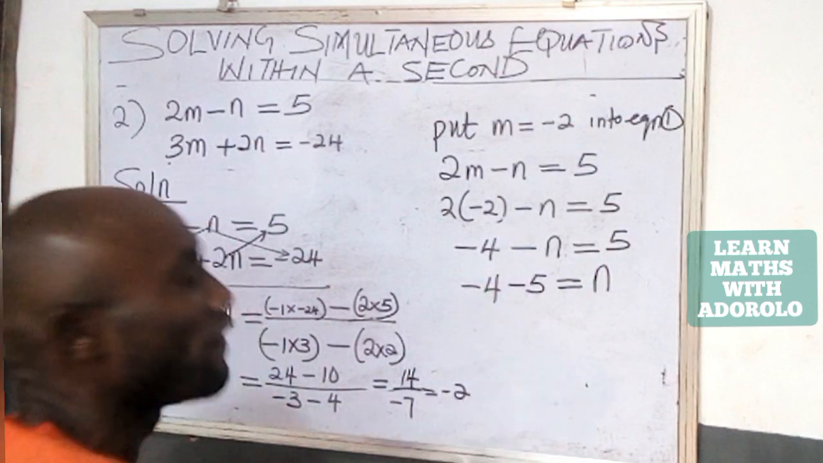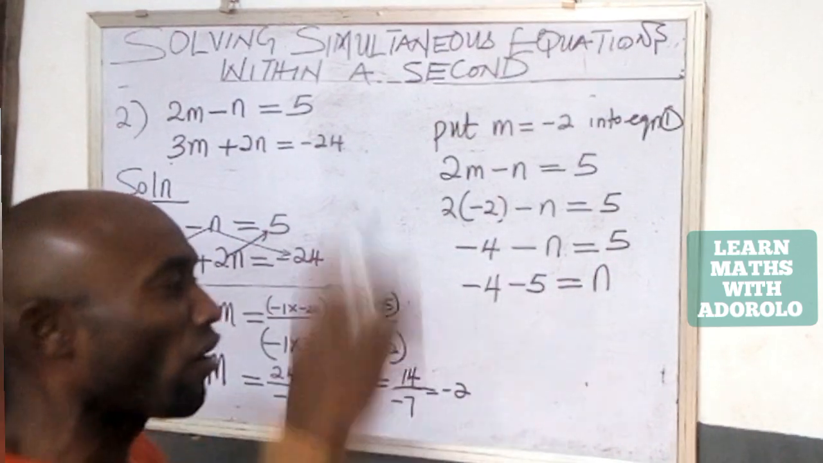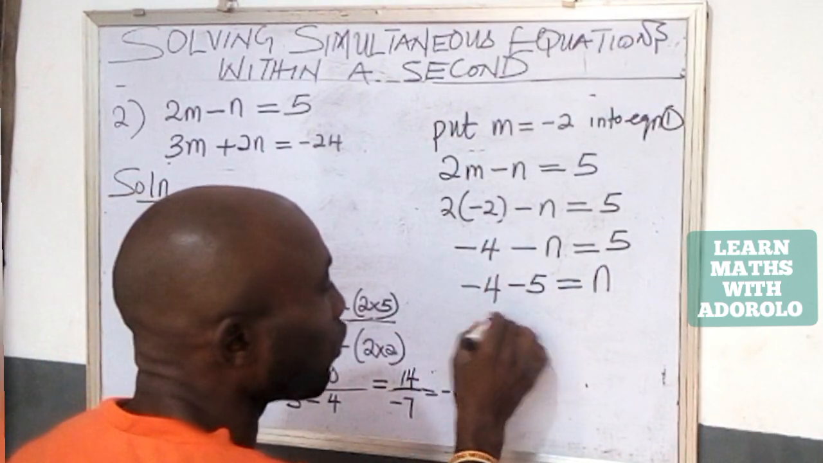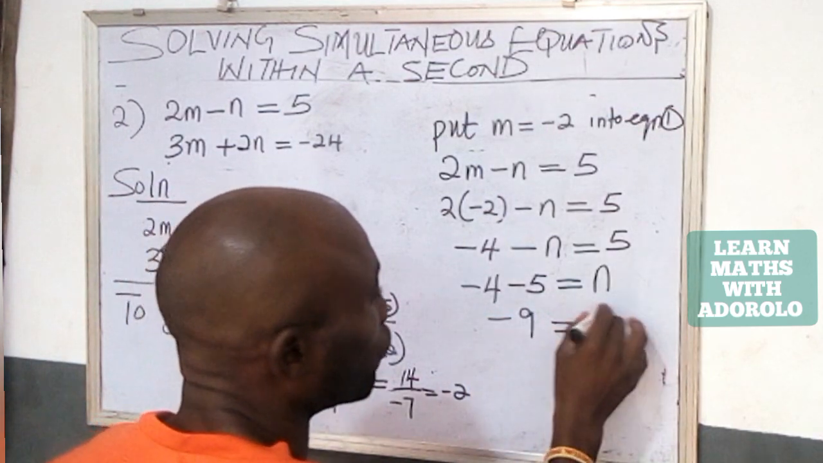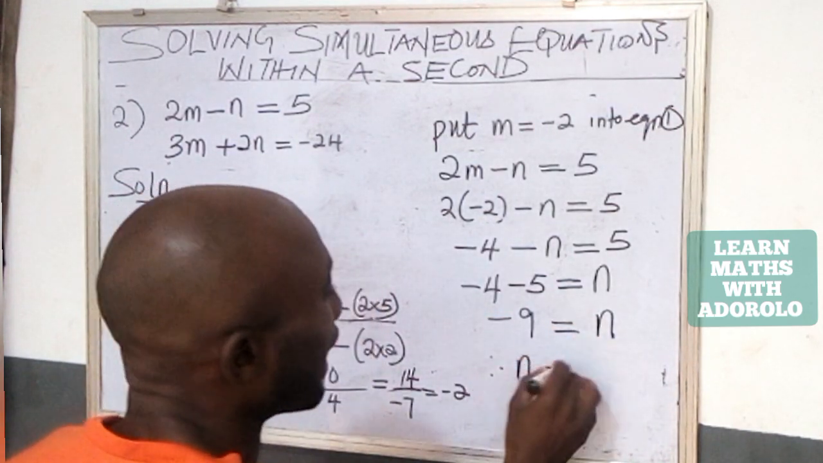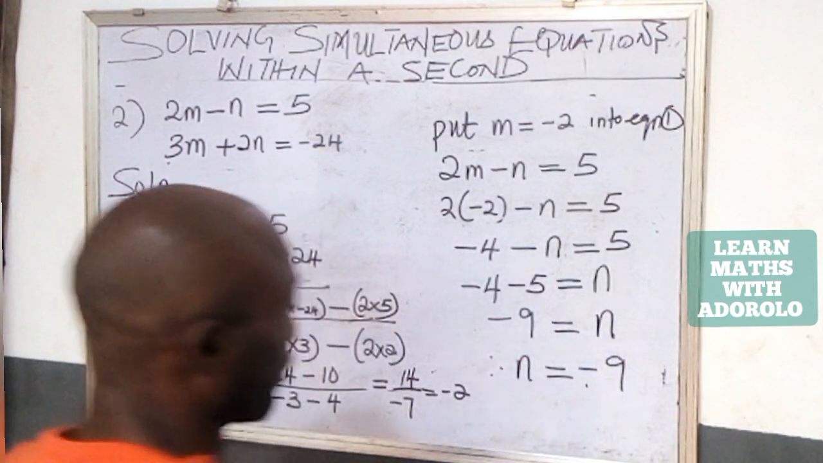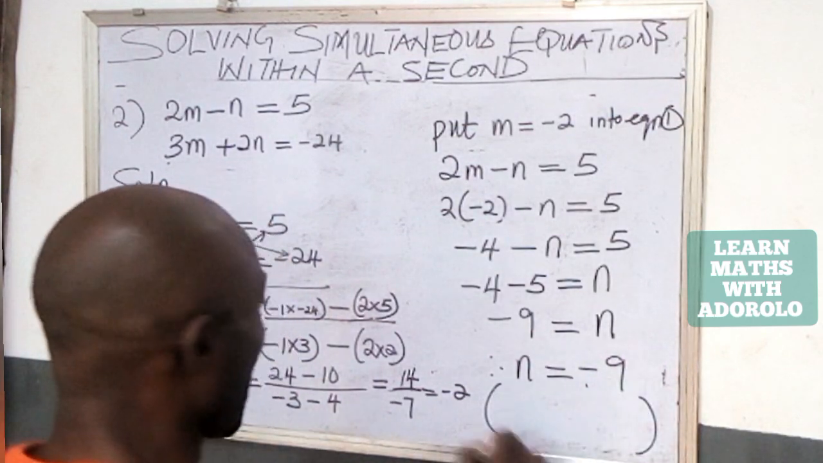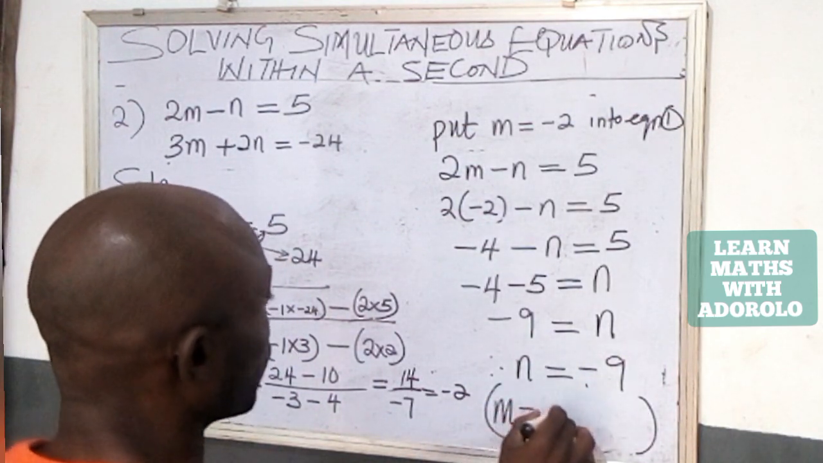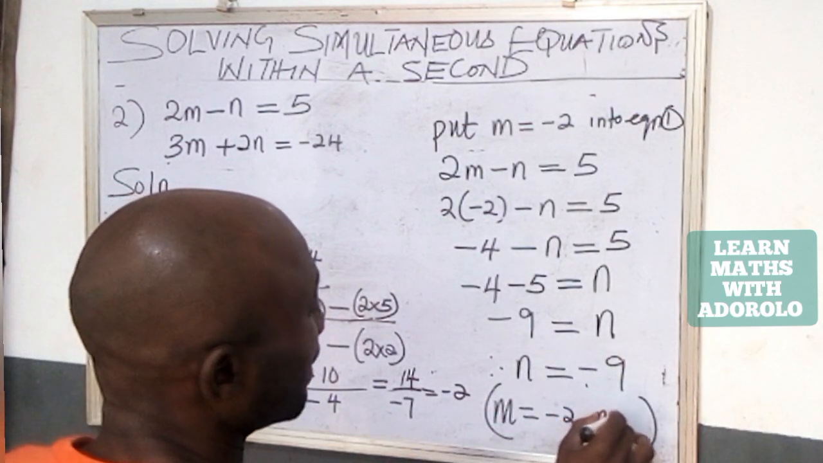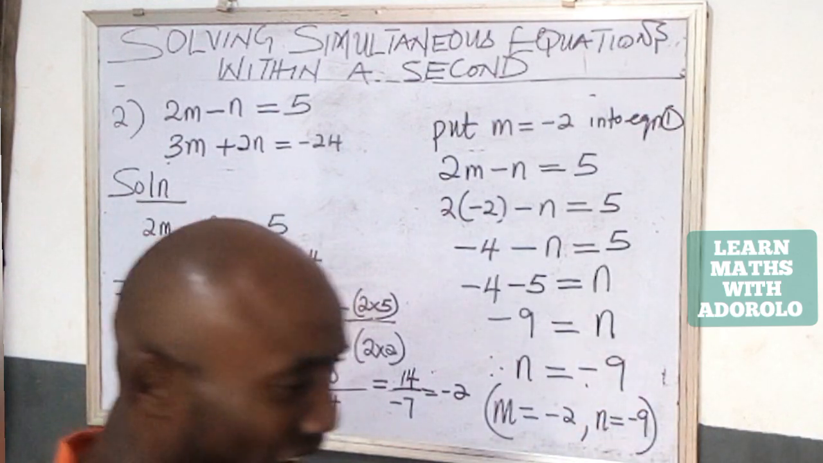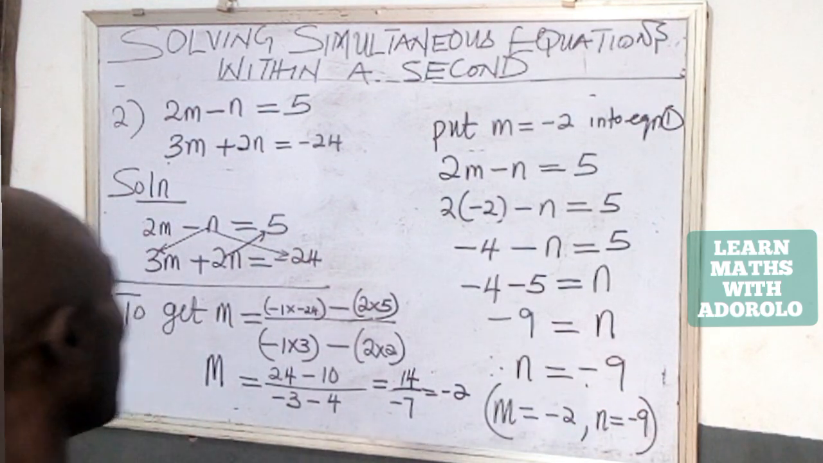Minus 4 minus 5. It means you are owing somebody 4 naira, you are owing another person 5 naira, which is what? Minus 9 is equal to n. Therefore, our n is equal to what? Minus what? 9. So finally, your answer, our m is equal to minus 2. Our n is equal to what? Minus 9.